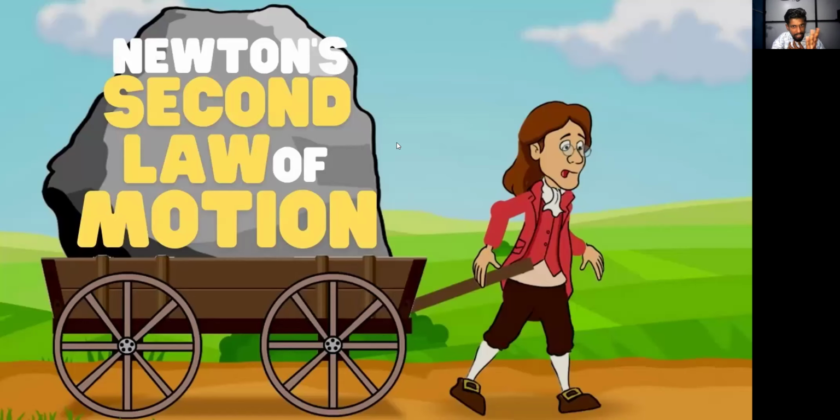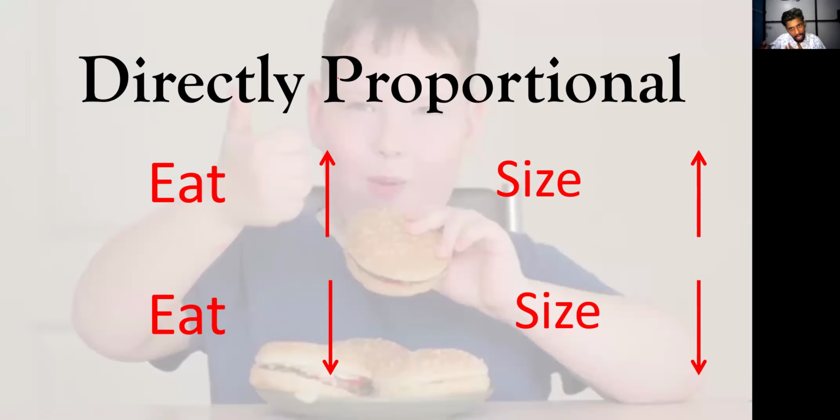Same like Newton's first law, we are going to break down Newton's second law into two parts, right? Before moving to Newton's second law, I want to explain what is directly proportional and what is inversely proportional. Try to get the idea.